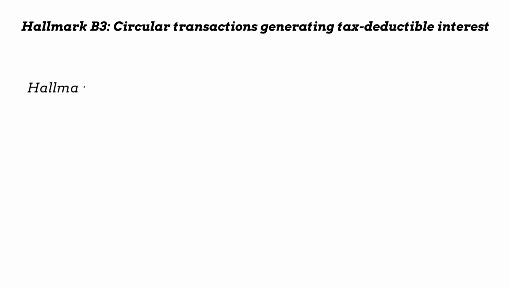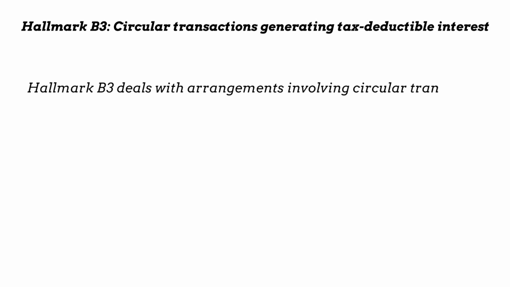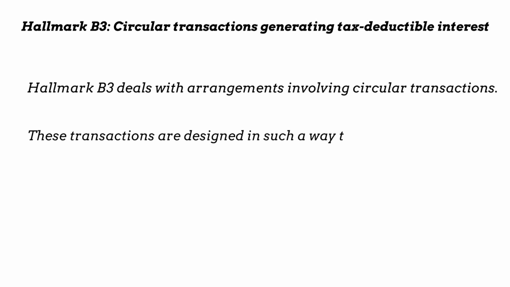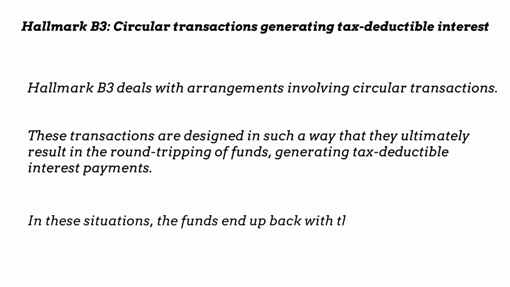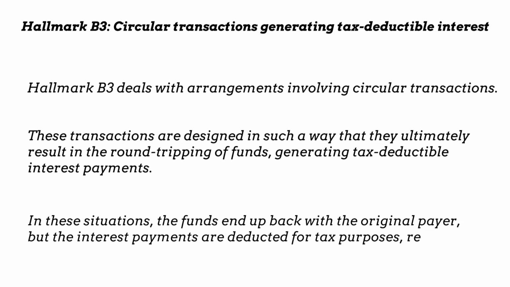Hallmark B3, circular transactions generating tax-deductible interest. Finally, B3 deals with arrangements involving circular transactions. These transactions are designed in such a way that they ultimately result in the round-tripping of funds, generating tax-deductible interest payments. In these situations, the funds end up back with the original payer, but the interest payments are deducted for tax purposes, resulting in a tax advantage.